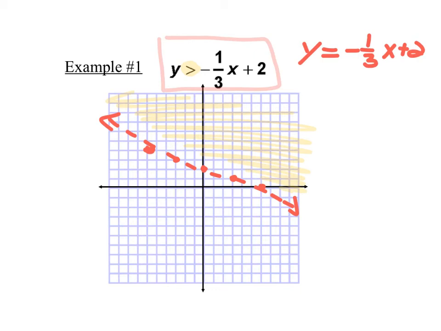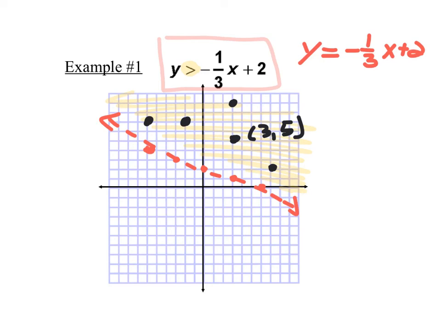Had this been a less than inequality, I would have shaded below my boundary line instead of above the boundary line. Everything inside this shaded region right here, so like this point, this is the point 3, comma 5. Every point in the shaded region is a solution to the inequality. So this point 3, comma 5 is a solution to the inequality. Also this point, and this point, and this point up here, and this point over here, those are all solutions, all right?